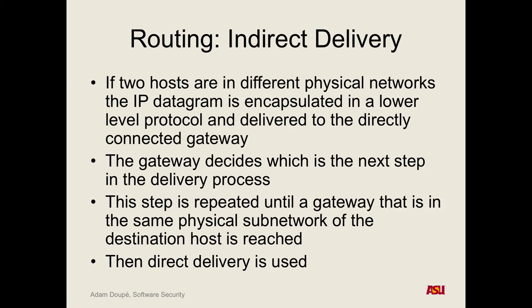So when I want to send a packet to my gateway, the destination IP address will be the machine I'm trying to talk to, but the destination MAC address will be the gateway's MAC address, because I need to send this packet to the gateway. The gateway will see that and then figure out where it goes next, and it will create its own Ethernet or link layer frame to pass the packet on, and so on until it finally gets to its destination.